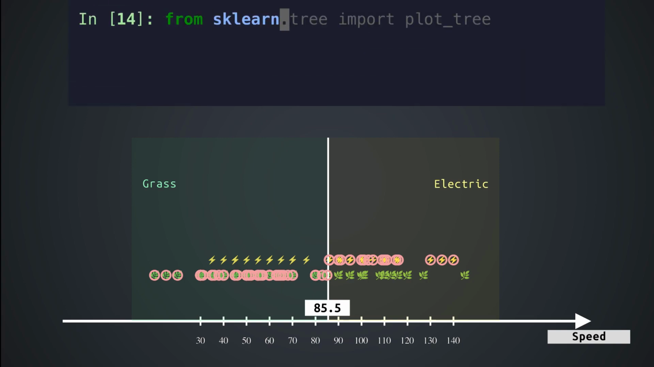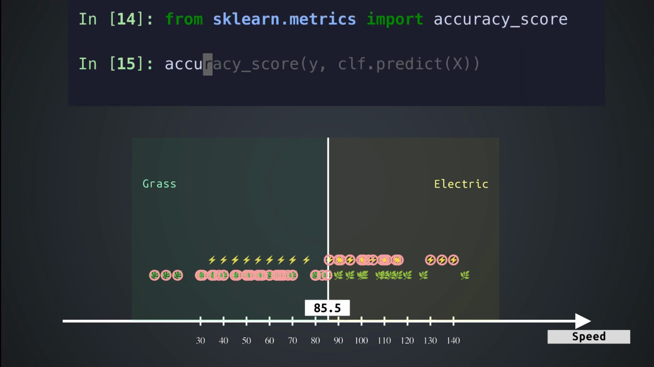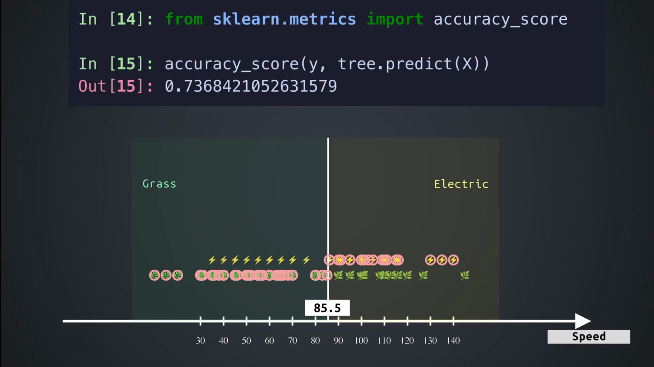In Python, there is a convenient way to compute the accuracy of a decision tree. We can call the accuracy score method, which takes as input the correct labels of our Pokemons, and the predictions that our tree makes.